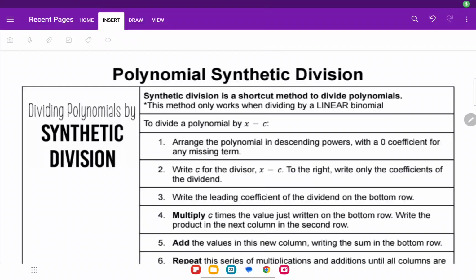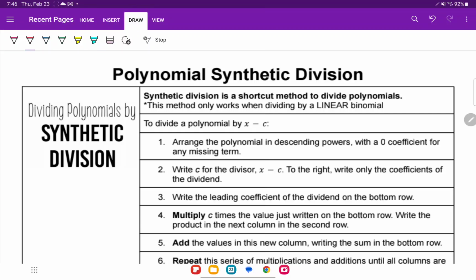This is polynomial synthetic division. Synthetic division is a shortcut method to divide polynomials. This method only works when dividing by a linear binomial, so anything in the form of x minus c. So we're talking about this right here. It has to be in this form right here, x minus c.